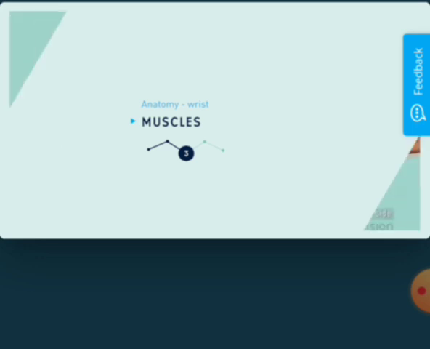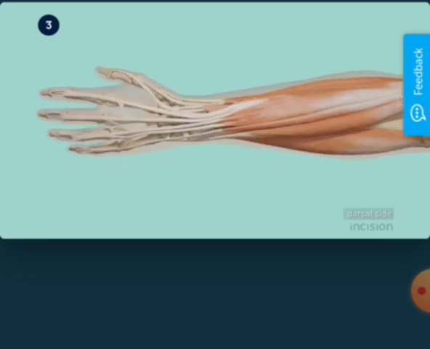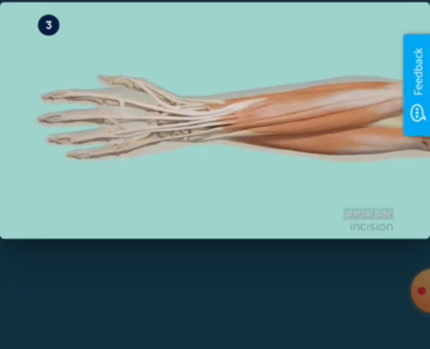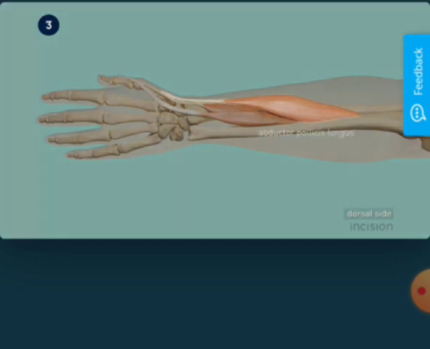The muscles and tendons that make up the wrist can broadly be grouped into flexors and extensors of the wrist, thumb, and fingers. The abductor pollicis longus, extensor pollicis longus, and extensor pollicis brevis all act to extend the thumb, with the abductor pollicis longus also providing thumb abduction at the carpometacarpal joint.